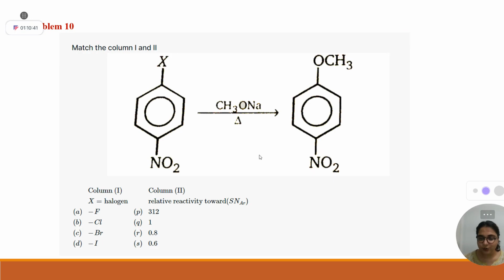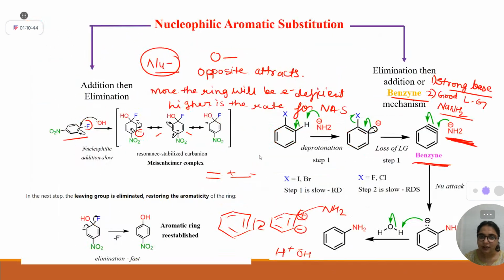Now tell me. For answering this question, just have a glance at this slide. See this addition elimination part for 10 seconds. Focus on this part. You have scanned this slide in your memory. See the mechanism, how it is going through. According to you, which is the RDS? RDS means rate determining step. Addition of nucleophile or leaving group elimination?